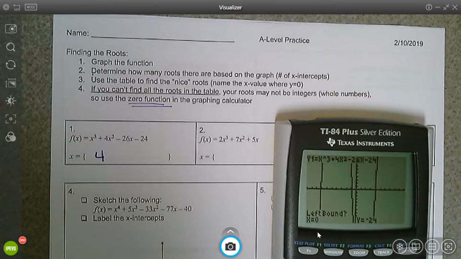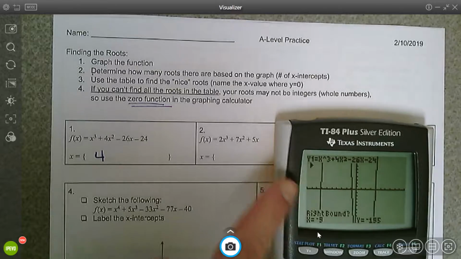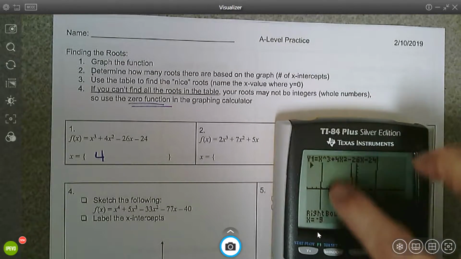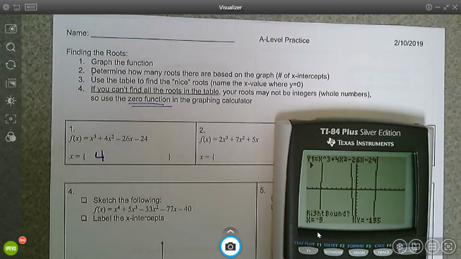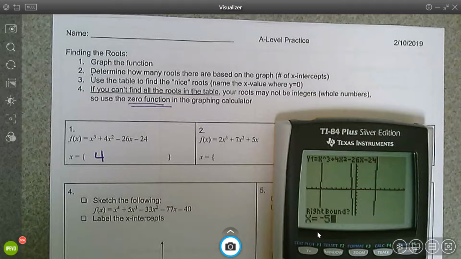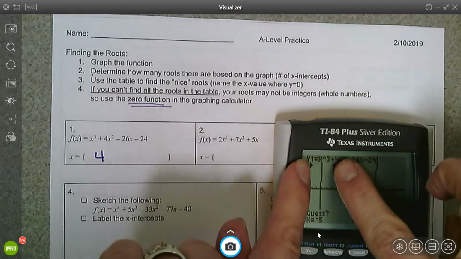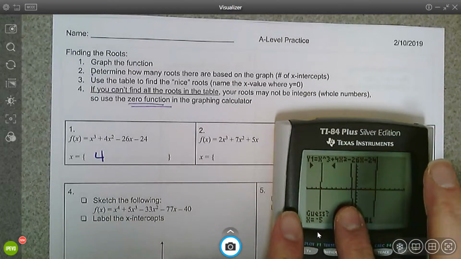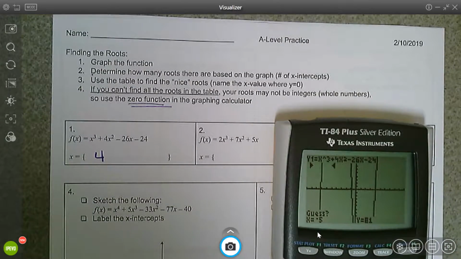I don't need to use the arrows and scroll around. I'm just going to type -9. And you can see there's a little arrow right up there. So now it says right bound. I need to pick something over here. I'm going to pick -5. And you could see my arrows right there. It's telling the calculator, just look in between here to name the root.